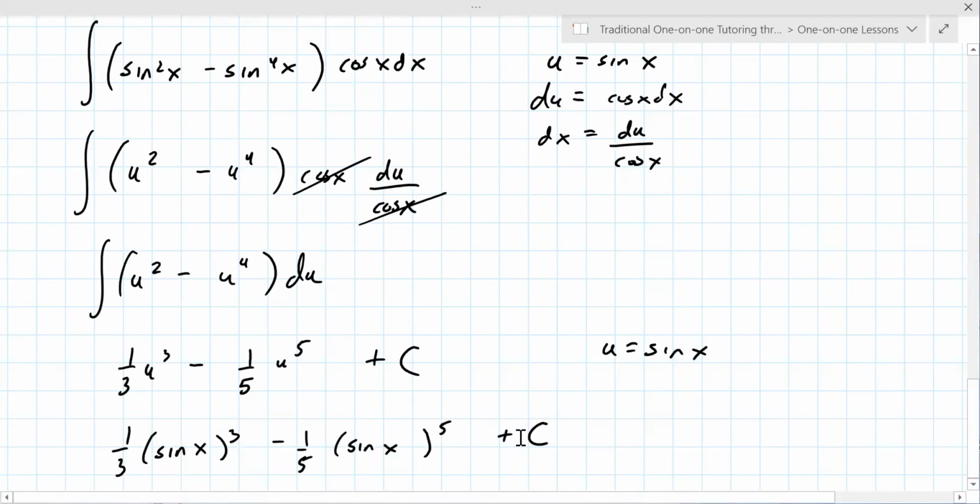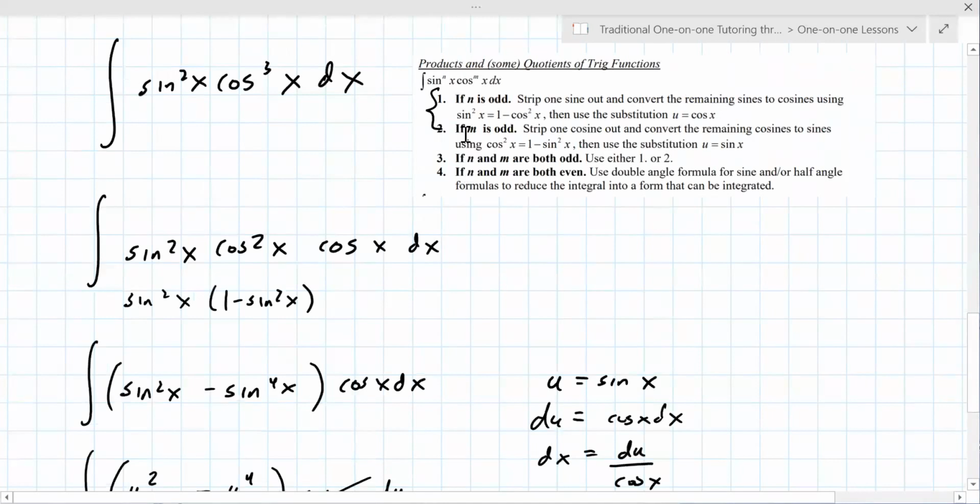Well, in my notes, the m and the n are flipped. Like the sine is m and the cosine is n. Does that matter? No, you just got to learn the rules you like. But you can see here, there's one if n is odd, here's one if m is odd. If they're both odd, you can use either one, but when they're both even, that's another problem altogether.